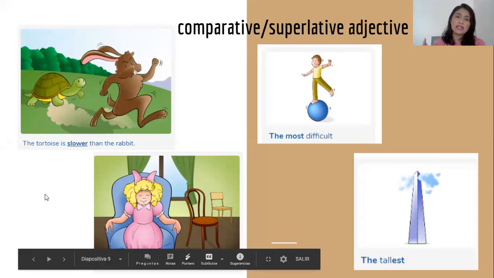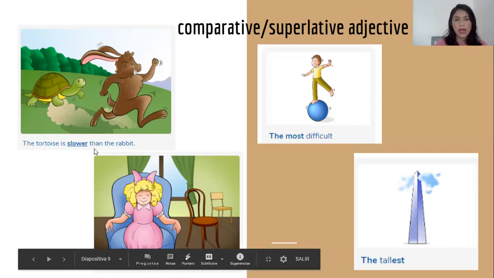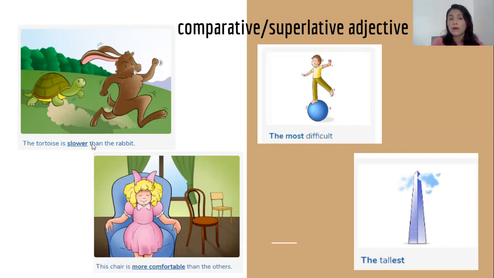And remember, guys, also that the adjectives are gonna change depending on the ending. If it is a one syllable adjective, it's gonna just be necessary to add er. If it is three or sometimes two or more syllables, it's gonna be with more or less, depending if it is talking about more or if it is talking about less, right? For example, the tortoise is slower than the rabbit. Remember to add than after the comparative adjective when you are comparing it with another thing.